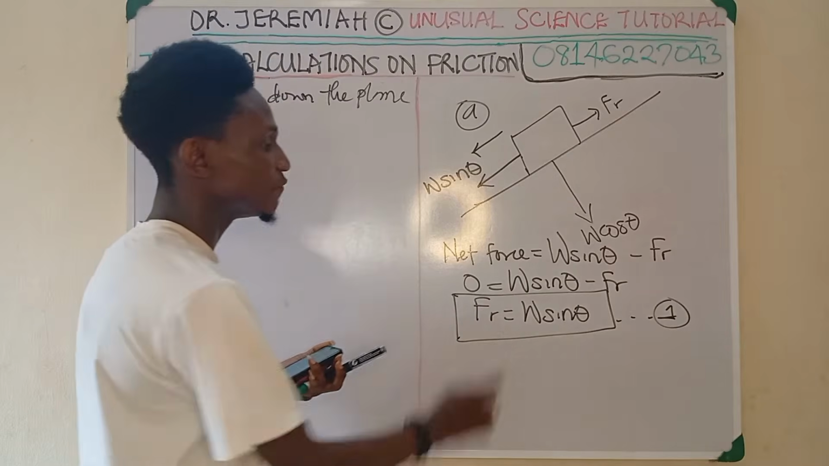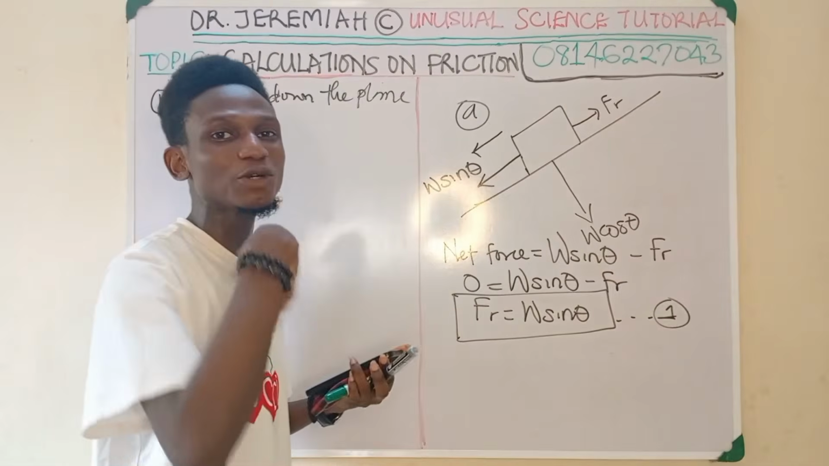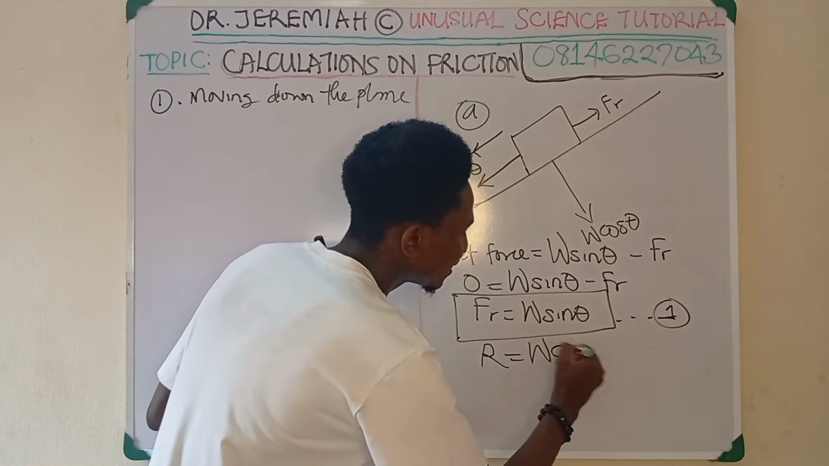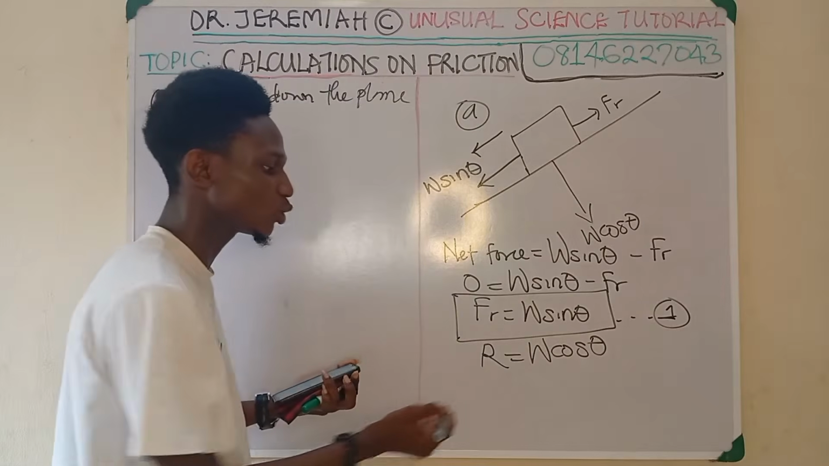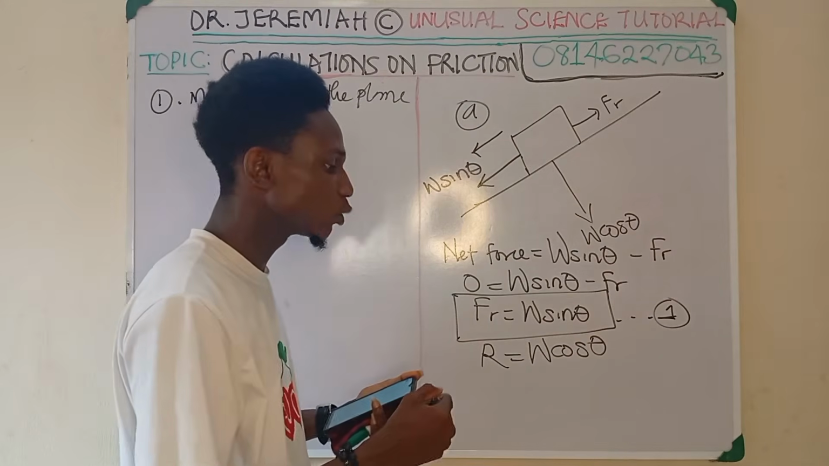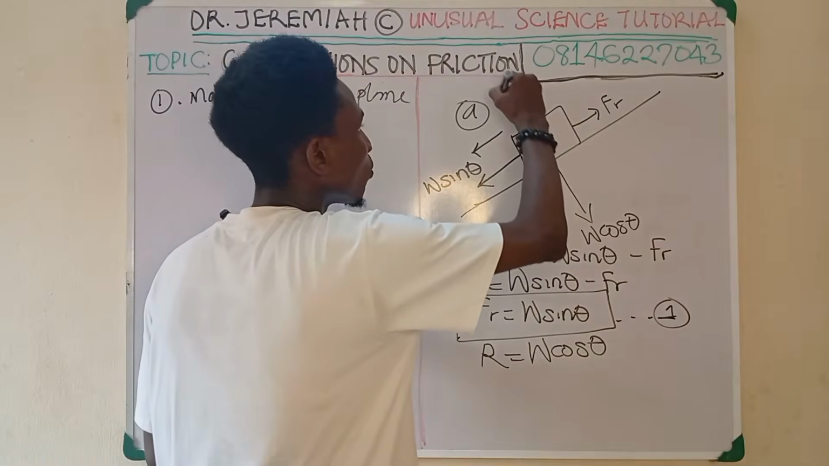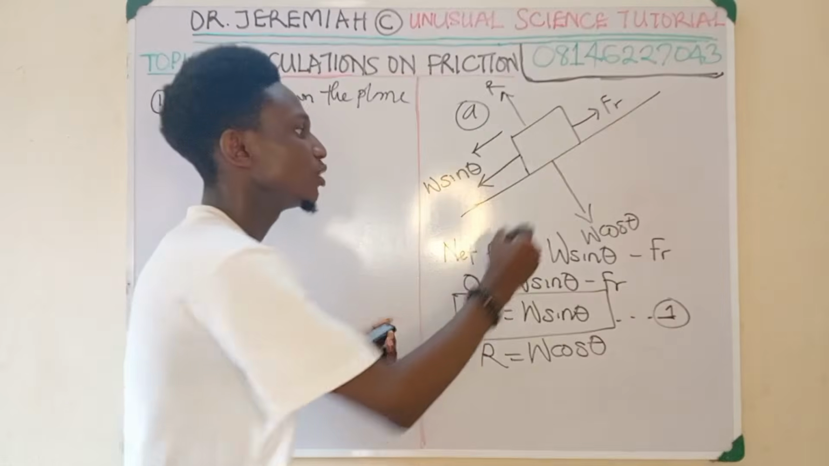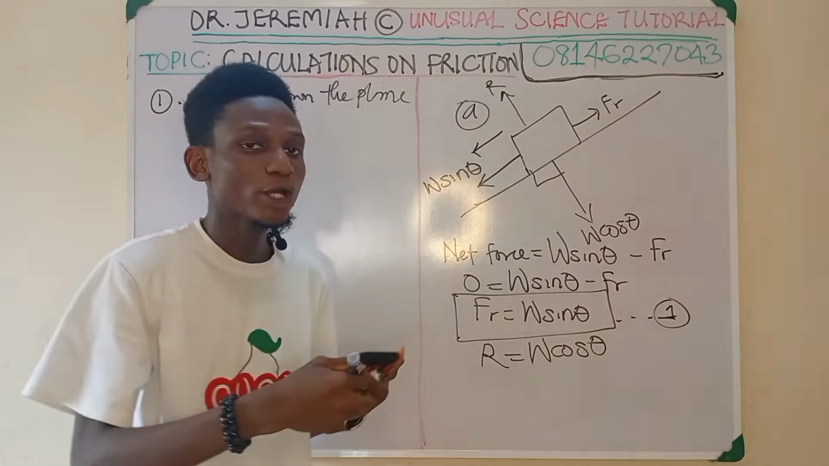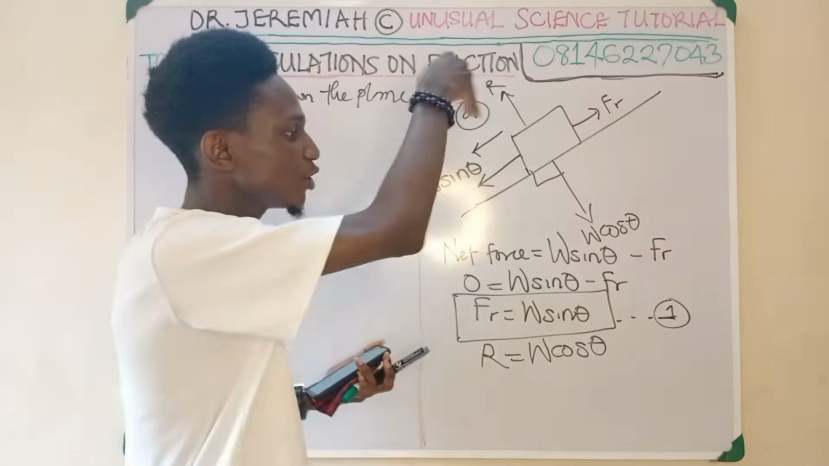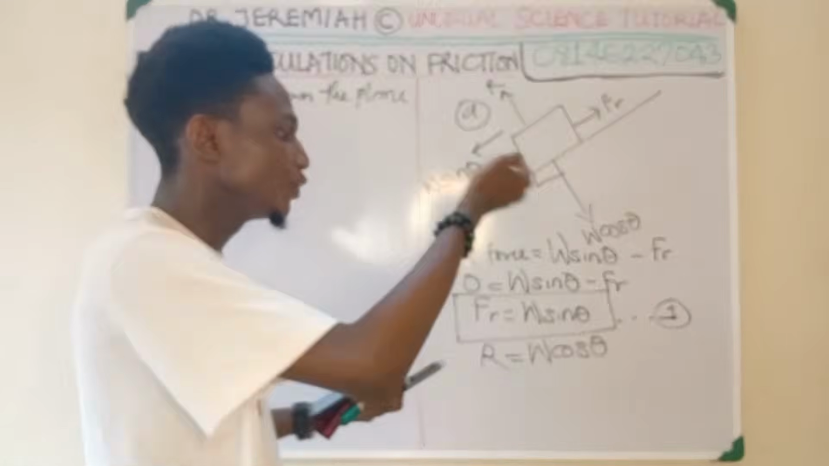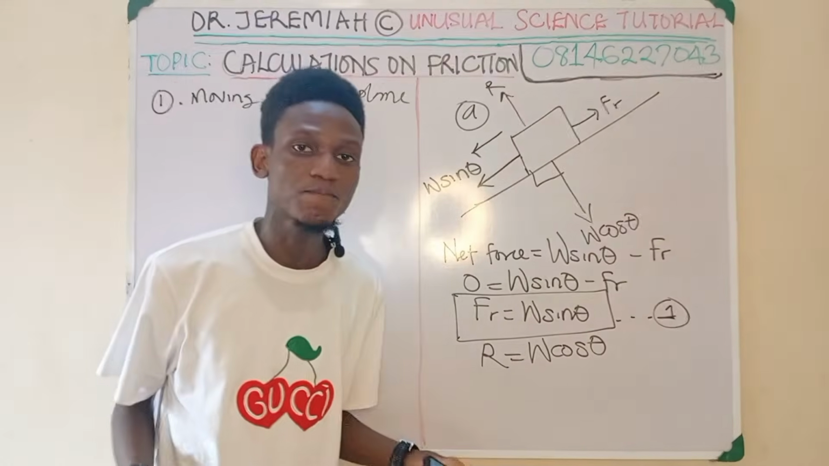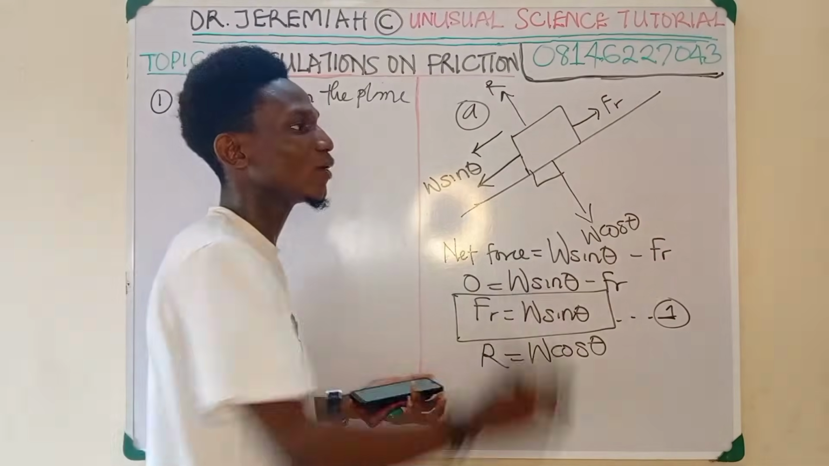Please take note of this derivation, and always just know this one: reaction is always W cos theta. Please take note, always. Why? Because reaction acts upward, and the resolution of weight perpendicular to the plane is W cos theta, while the component along the plane is W sin theta. I explained this in the previous video. So this one is always constant for everything I'm doing today. I'm going to show you different scenarios of a body on an inclined plane.